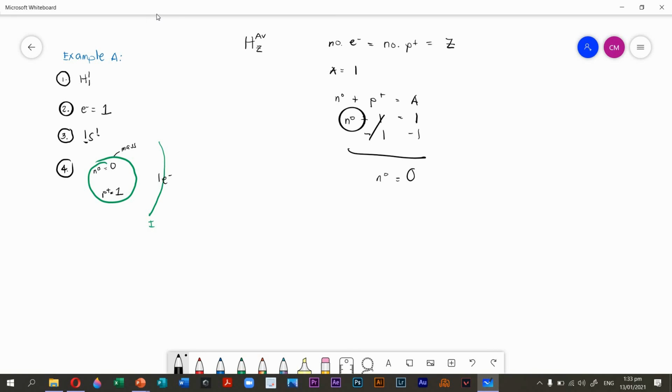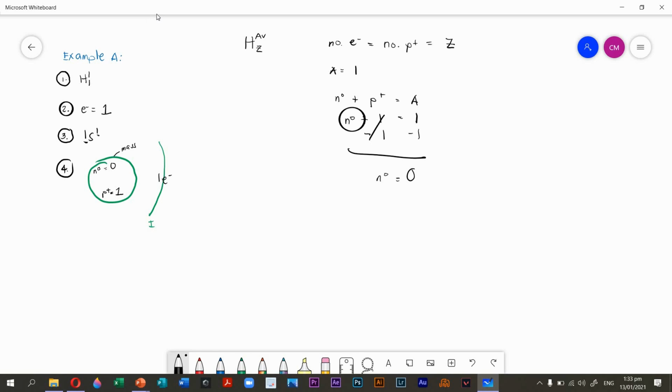Now, is there any other electron in this electron configuration? None. So that is the fourth step. The fourth step is to draw the nucleus, determine how many neutrons and protons you will find, then draw the energy levels where you will find the electrons, and then solve for how many electrons you are going to find in each of them. So we only have one energy level, and in that energy level there's only one electron.